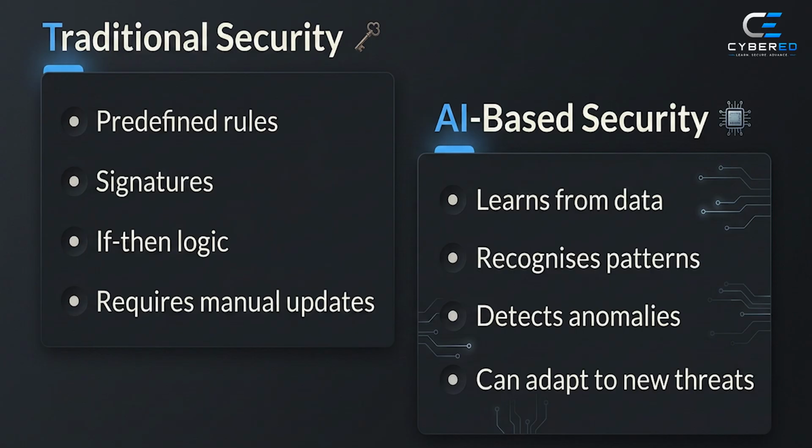Traditional cybersecurity systems mainly relied on predefined rules and signatures. For example, if a known malware signature was detected, the system could block it. The problem is that somebody first needs to know what that threat looks like. AI improves on this by learning patterns from data. Instead of only looking for something we already know is malicious, AI can potentially identify unusual behavior that could indicate a new or previously unknown attack.